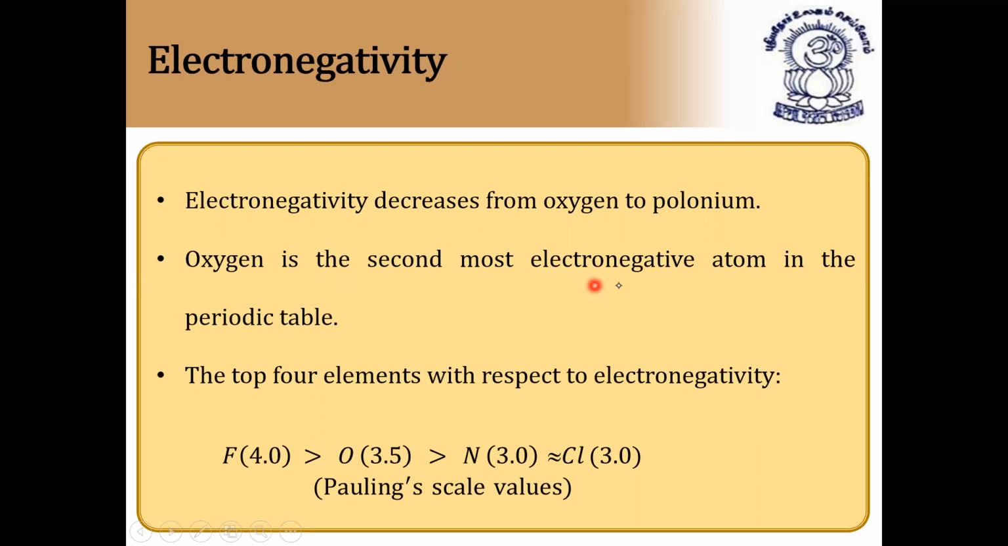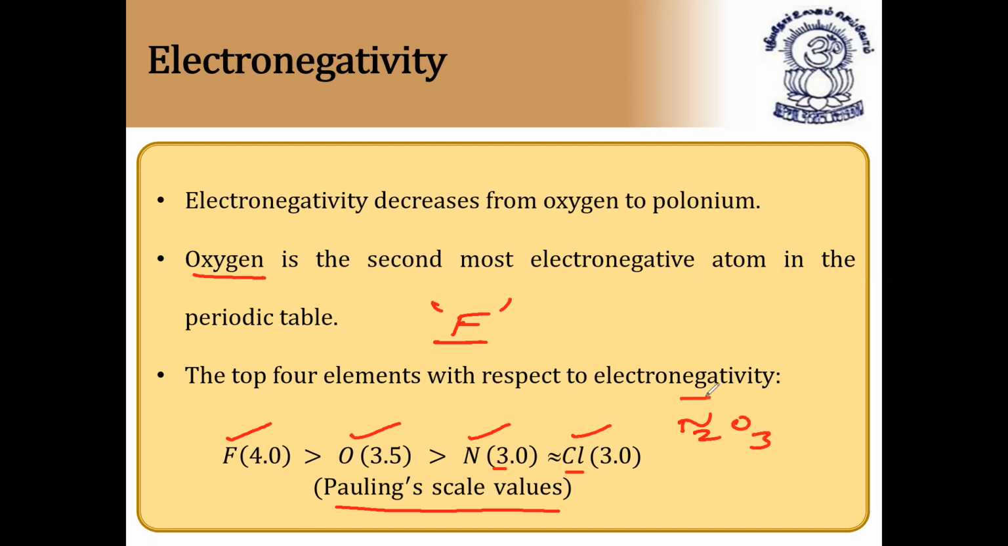Oxygen is the second most electronegative atom in the periodic table after fluorine. The first most electronegative atom is fluorine, and the second one is oxygen. So the top four elements with respect to electronegativity values are first fluorine, next oxygen, next nitrogen, next chlorine. This is based on the Pauling scale. So oxygen is more electronegative than chlorine. Nitrogen is almost similar to chlorine. That's why nitrogen is less electronegative than oxygen and fluorine. That's why when nitrogen combines with oxygen, it will attain a positive oxidation state.